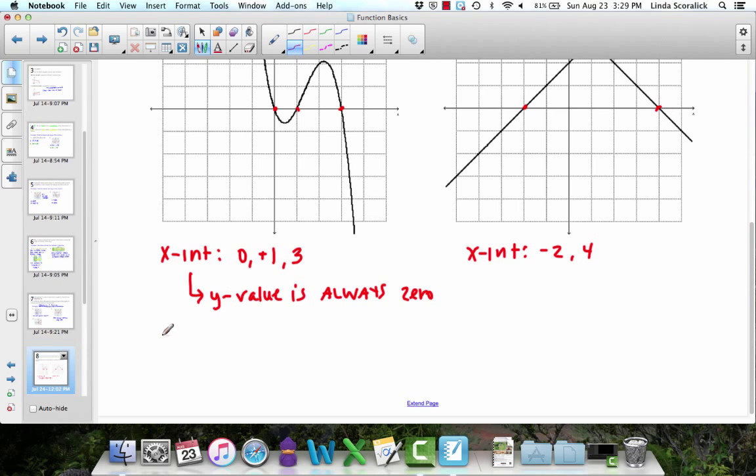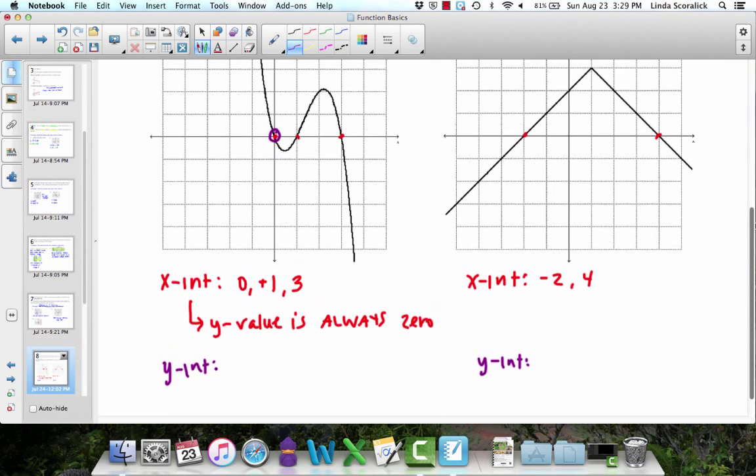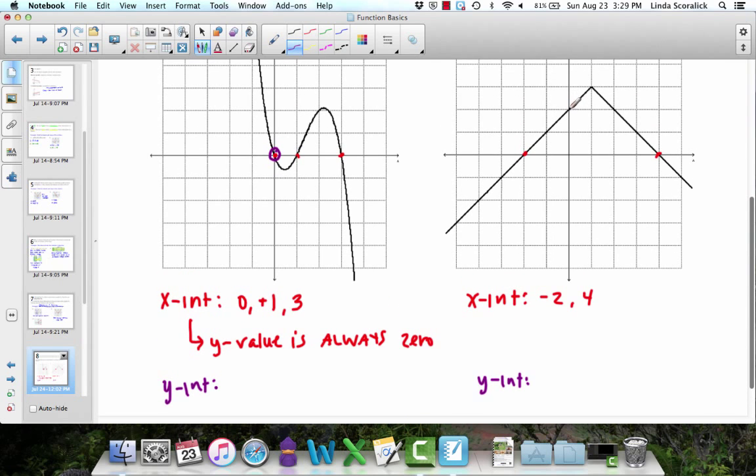Let's look at y-intercepts now. So let's go back to the graph and mark now with purple where the graph is crossing the y-axis. Looking at example number 11, the y-intercept is also 0, so the x and y-intercept can match. In example number 12, the y-intercept is 2.